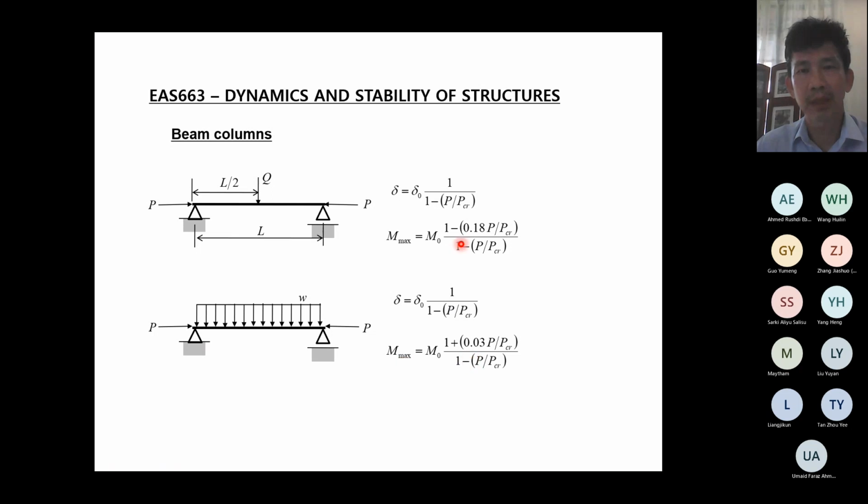For moment maximum, they are slightly different, but the characteristics that we can see, they share a major similar feature, which is they are all divided by 1 over 1 minus P over P critical. Just the denominator is a bit different, but here the denominator, they are completely the same. So let's look at how these things are being derived, and then we make a conclusion about the amplification factor in general.